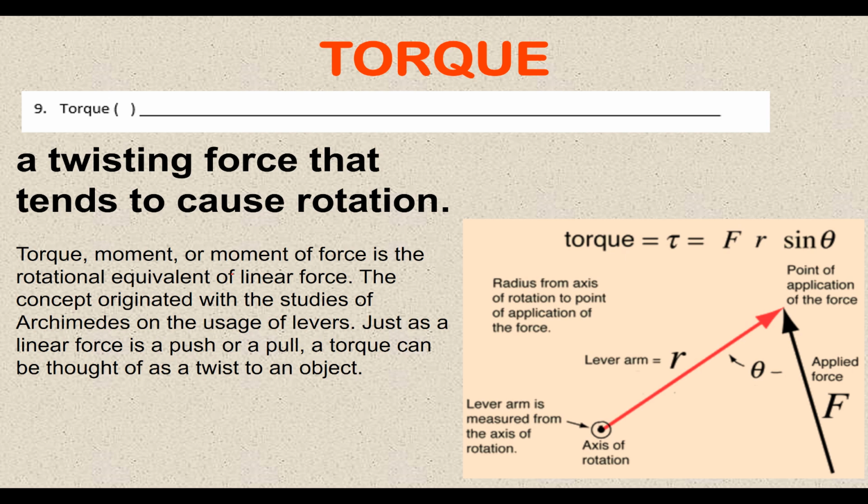Here are other words you might pick up. Torque, moment, or moment of force is the rotational equivalent of a linear force. Rotational equivalent. It is not a linear force. The concept originated with the studies of Archimedes on the uses of levers. Just as a linear force is a push or a pull, a torque can be thought of as a twist or a tendency to cause rotation.